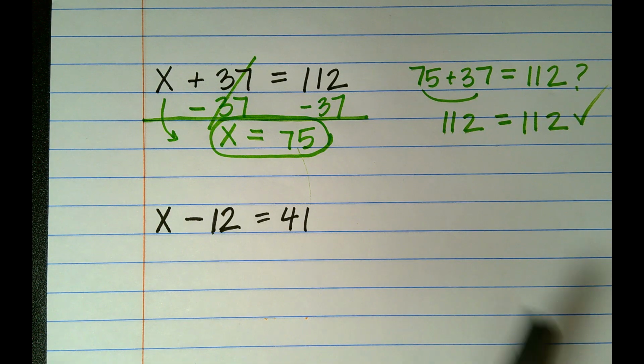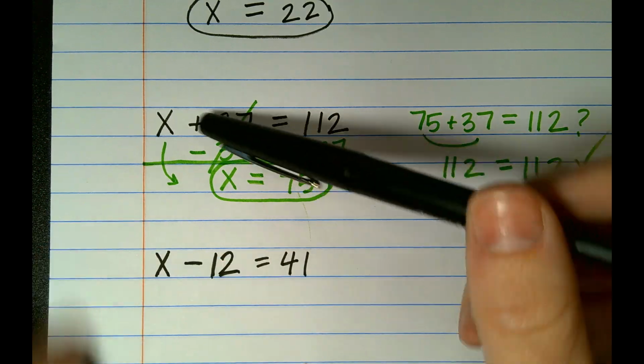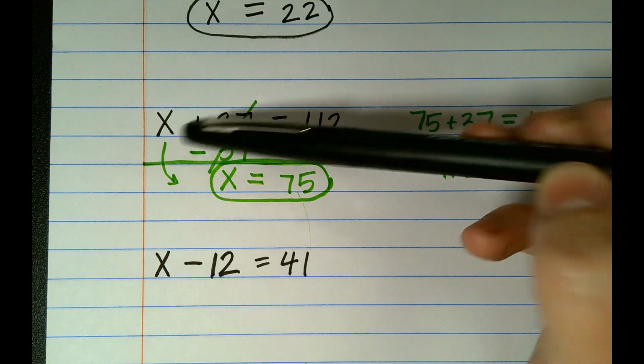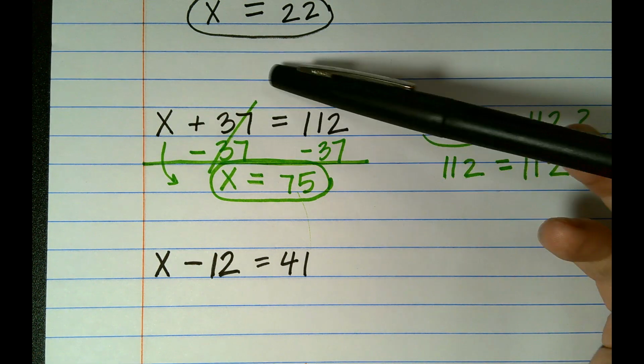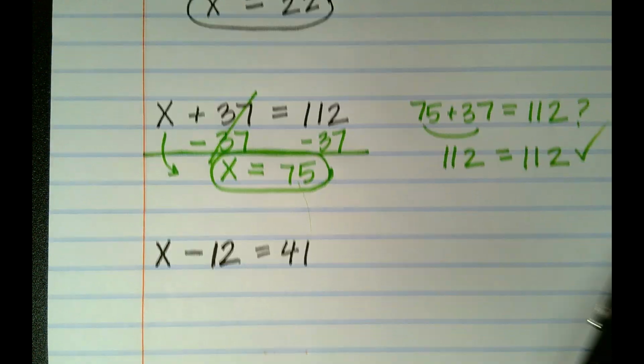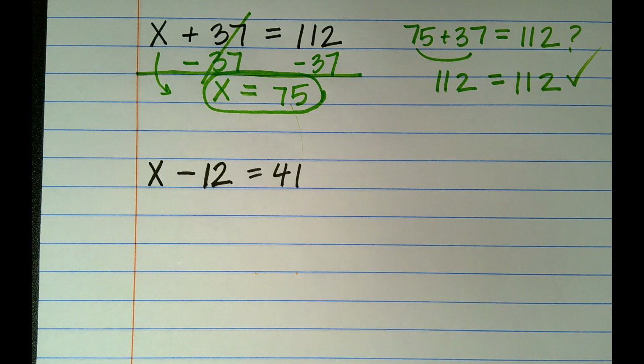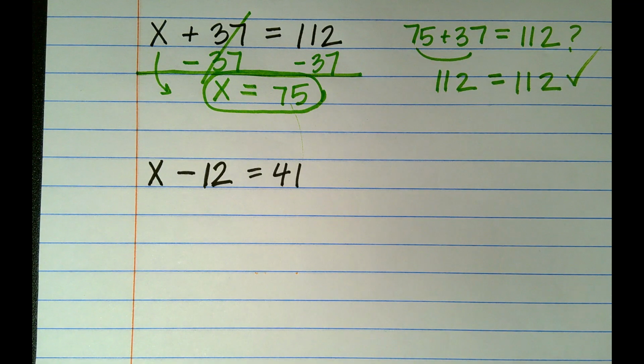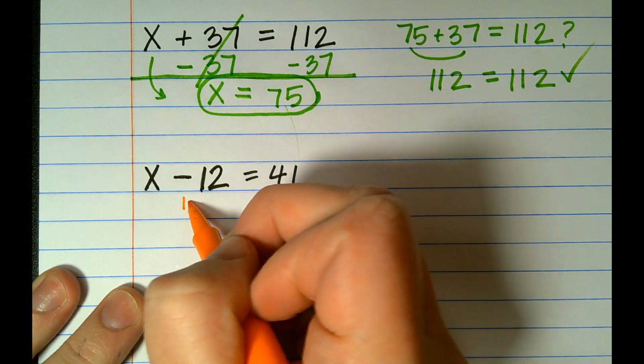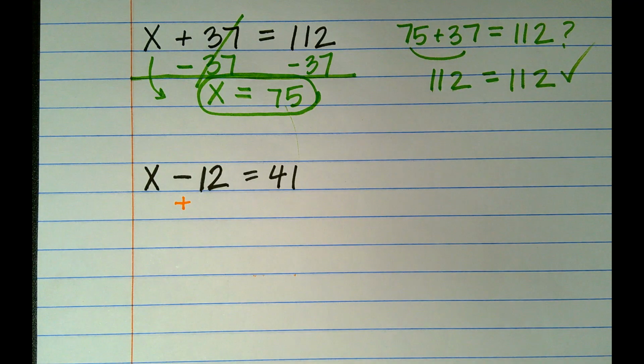Because on the other problems, I had x plus a number. So to get rid of that, I would subtract it. What do you think we're going to do when I have minus a number? You're going to add it. Okay, so you're going to do the opposite. You're going to add it. Yes. Okay. And here's a good way to think of it.